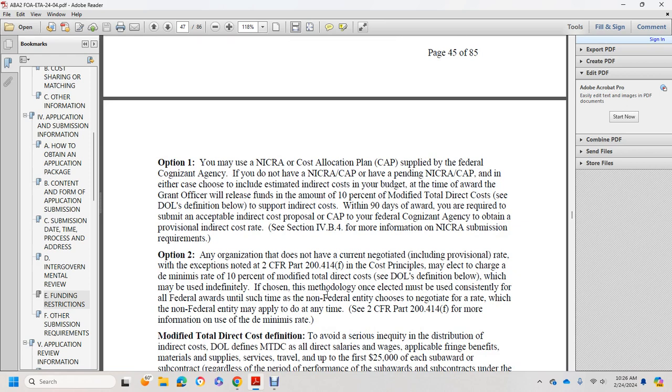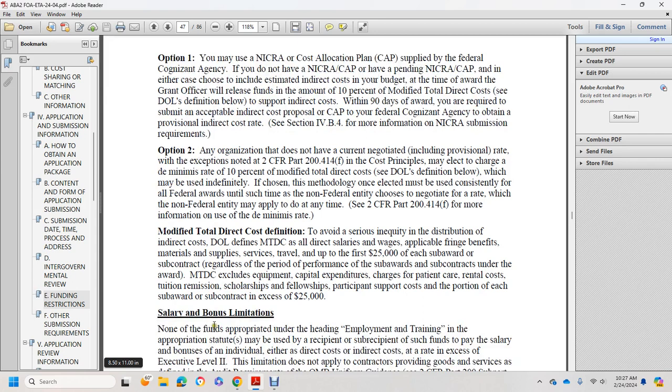Option 2. Any organization that does not have a current negotiated rate, including provisional rate, with exemptions noted in Title 2 CFR 200.414(f), may elect to charge the de minimis rate of 10% of modified total direct costs. See Department of Labor definition below. This rate may be used indefinitely. If the chosen methodology is elected, it must be used consistently for all federal awards until such time as the non-federal entity chooses to negotiate for a rate, which the non-federal entity may apply to do at any time. See Title 2 CFR Part 200.414(f) for more information on use of the de minimis rate.